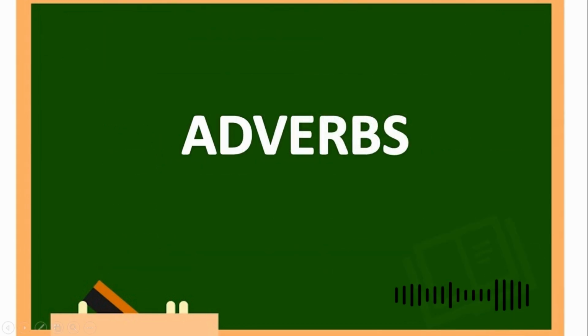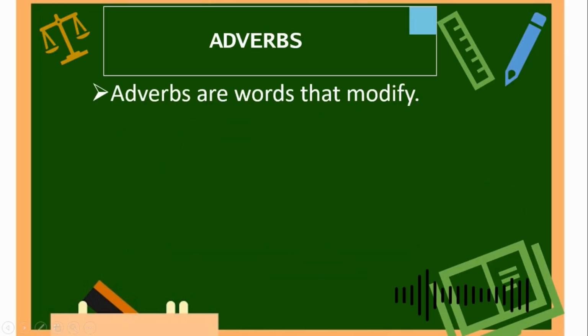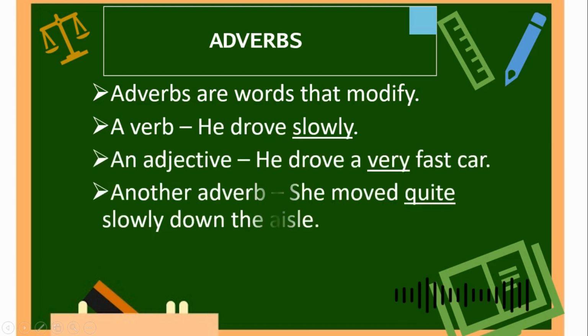Now let's move on with adverbs. Adverbs are words that modify a verb, an adjective, or another adverb. As an example, for verb: he drove slowly. So the verb drove was modified or described as slowly. And for adjective: he drove a very fast car. Our adverb here is the word very.